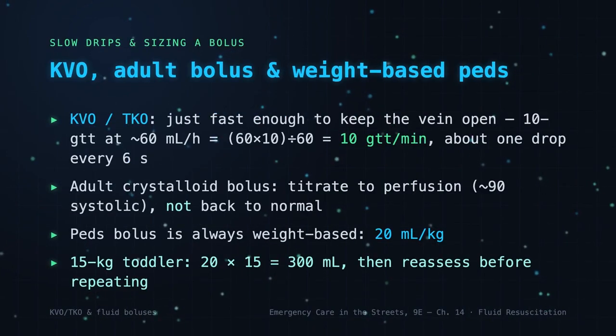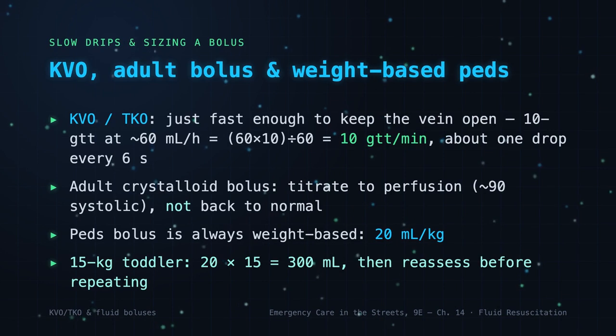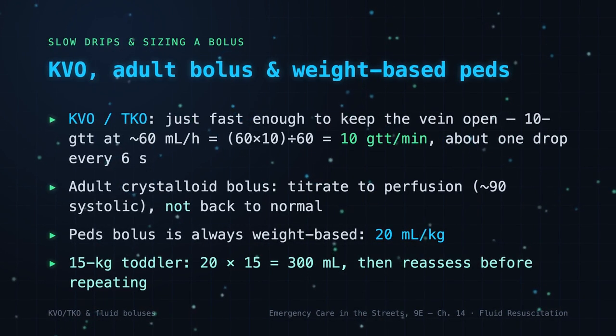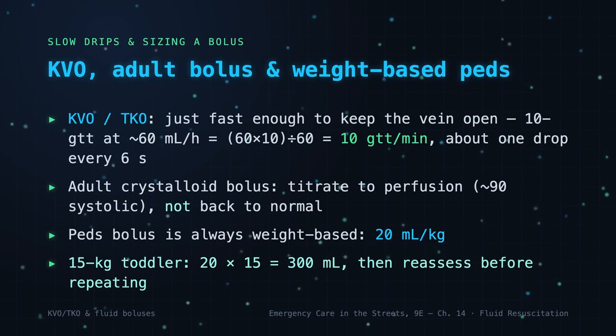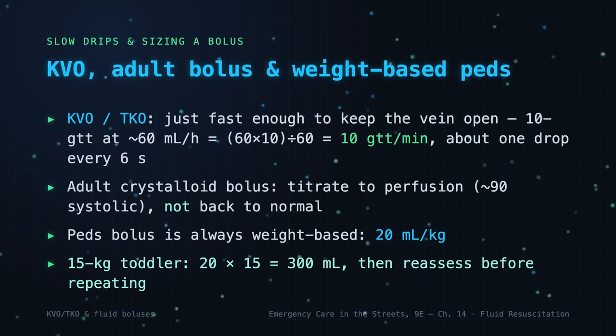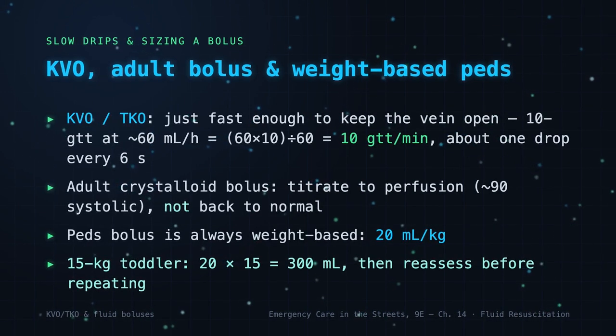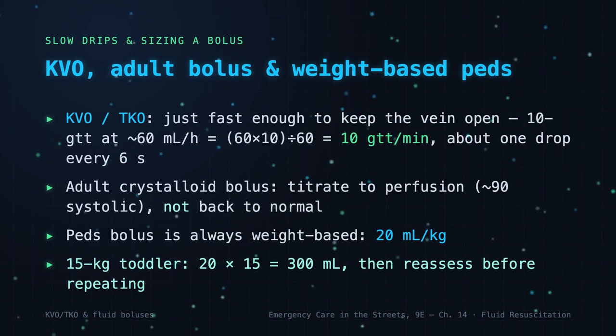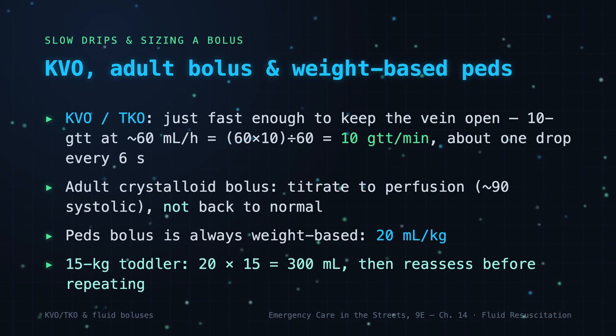Two more must-knows. First, KVO, keep vein open, sometimes written TKO, to keep open. That's a deliberately slow drip, just fast enough to stop the line clotting off. With 10-drop tubing at about 60 milliliters an hour, that's 60 times 10 over 60 minutes, which is 10 drops a minute, roughly 1 drop every 6 seconds.